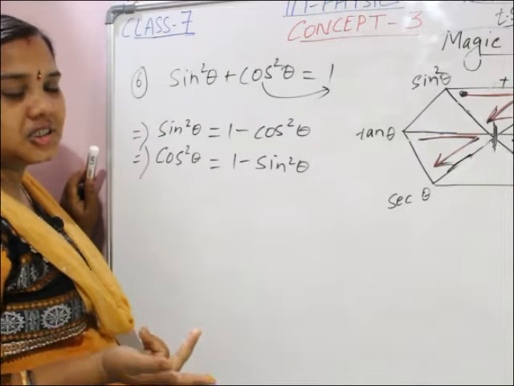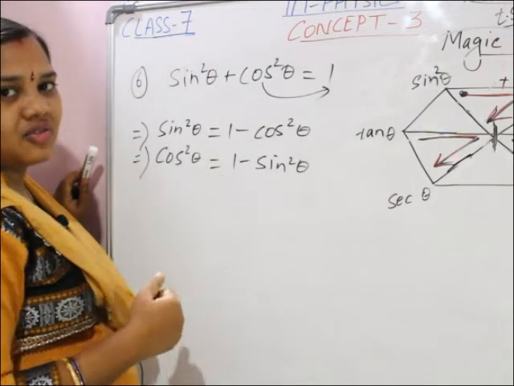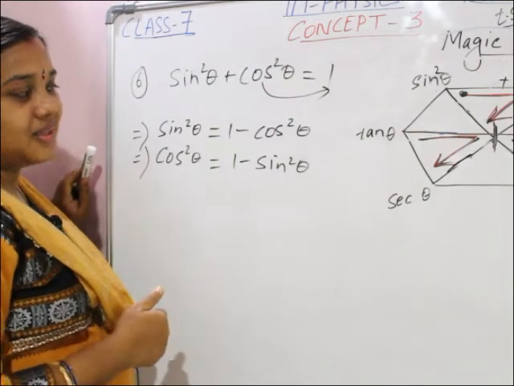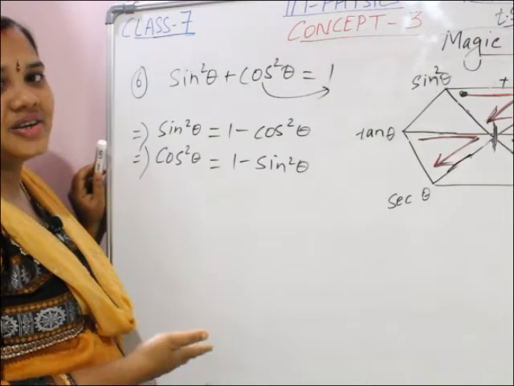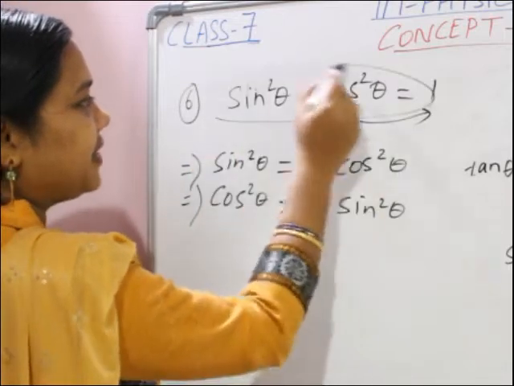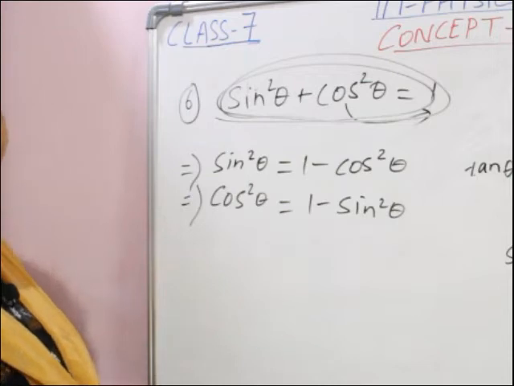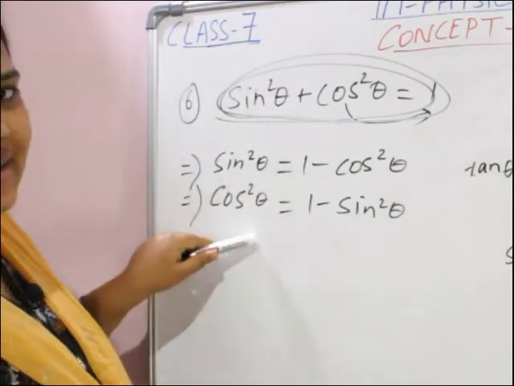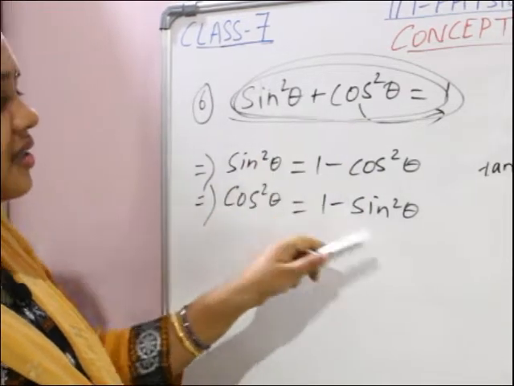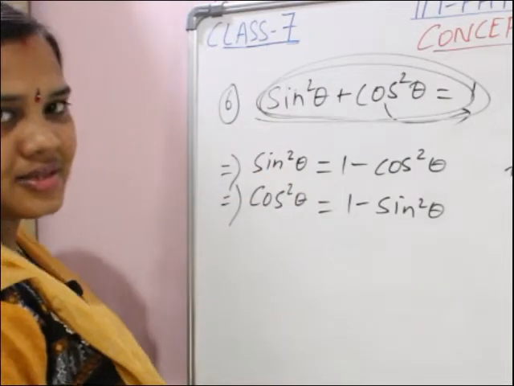Sometimes according to the question you have to use this, sometimes you have to use that. One identity only, you have to use in different ways. That time you will understand why I am telling you these now. Clear? Your main identity is sin square theta plus cos square theta equal to 1. From this, these 2 are there: sin square theta equal to 1 minus cos square theta, and cos square theta equal to 1 minus sin square theta. So 2 came from this.